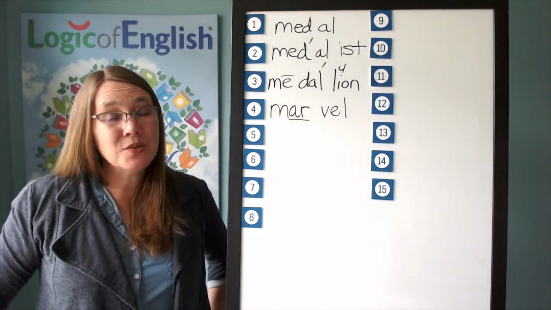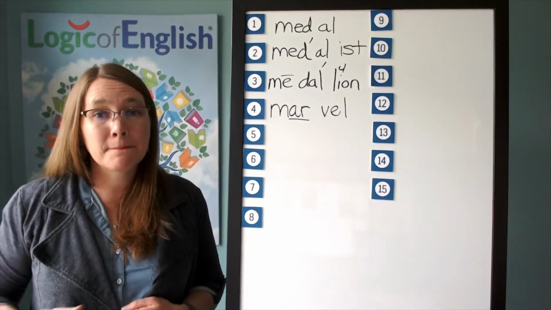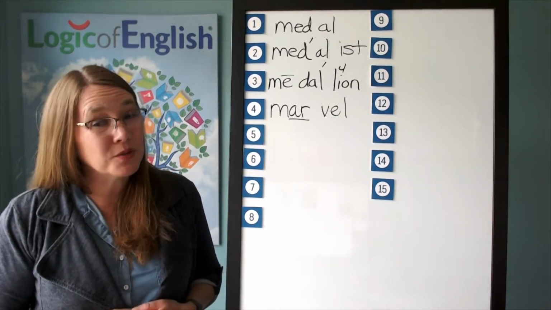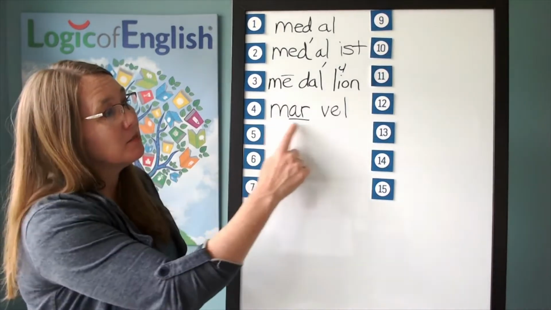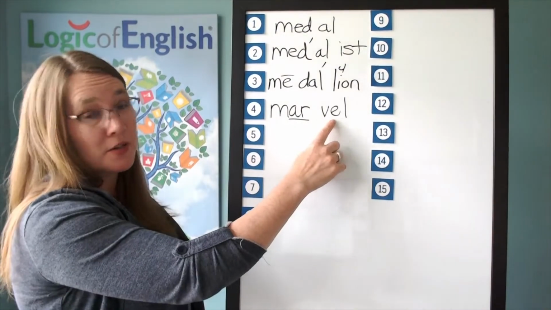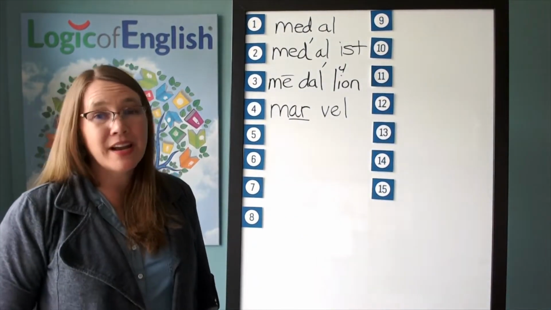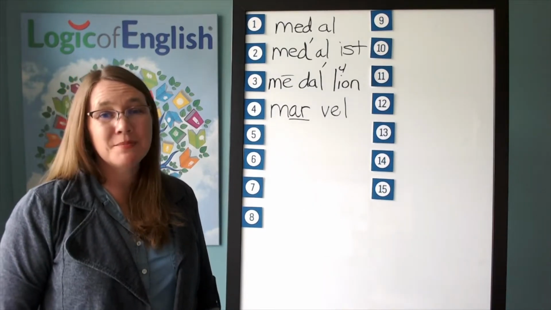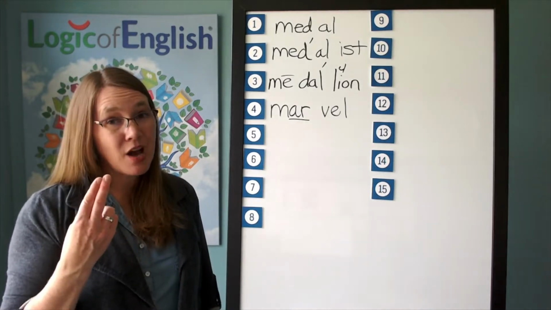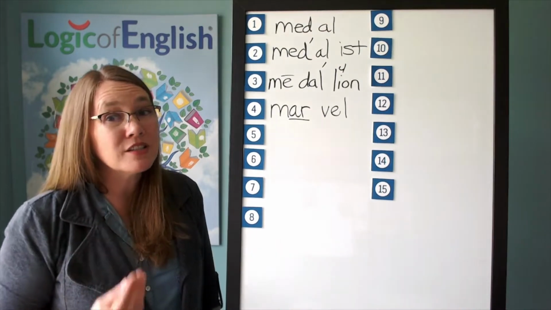Marvelous. So I have a question for you. First of all, how many syllables in marvelous? 3. And what is the root word of marvelous? It's marvel. Very good. And you notice that marvel ends in one vowel followed by one consonant. What is the suffix we are adding to marvel to make marvelous? We're adding ous, which is O-U-S. And that suffix ous means full of.